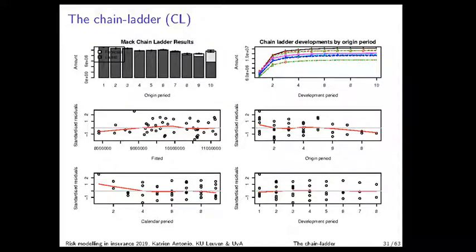Standardized residuals are plotted here against, for instance, the corresponding observed values, the occurrence period, the calendar period, and the development period. These residual plots allow you to detect unusual observations. They also allow you to detect any remaining trends in the data which were not captured by the chain ladder model. So this concludes the video on the basic chain ladder method for loss reserving.